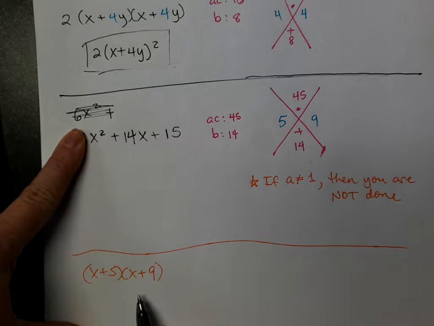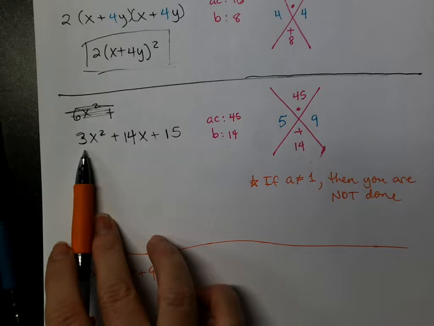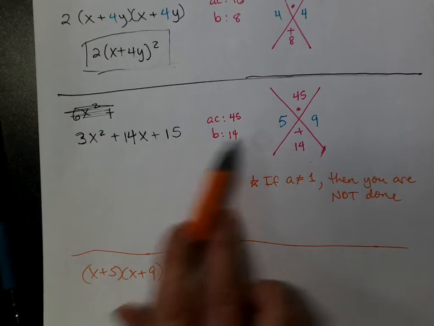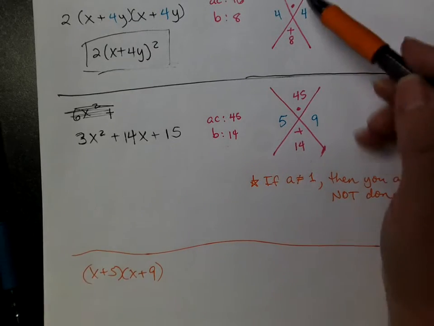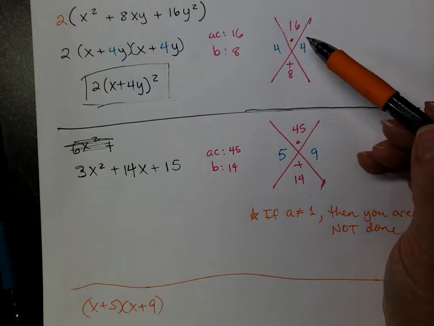But you pull the 3 out, right? Well, no, those 3s didn't get pulled out. It's not a GCF. We had to work with it. It is our A, and there's our B. A is 3 times 15, B is 14. And so you crunch the numbers just like you do when A is 1. First step, same thing you're doing, A, C, B.